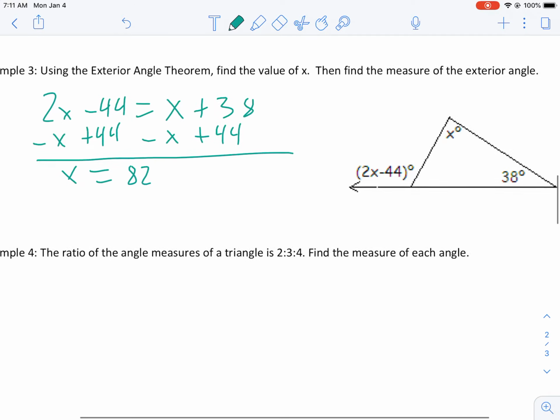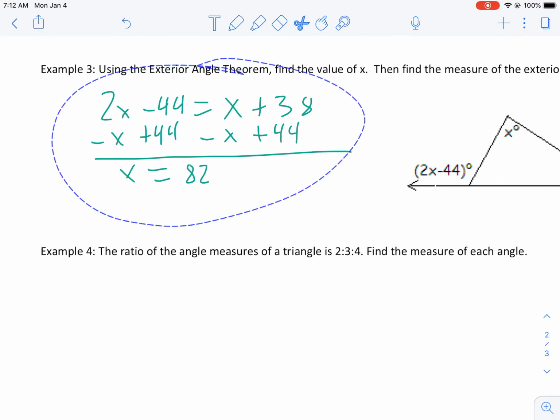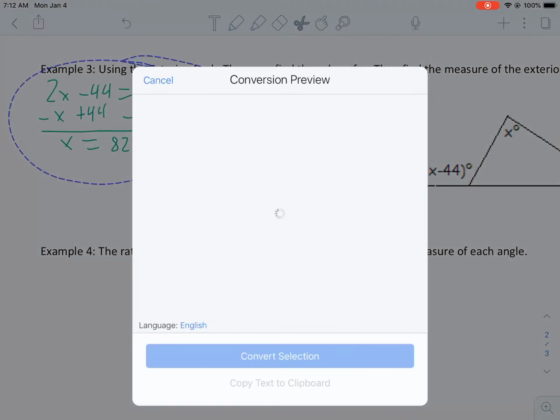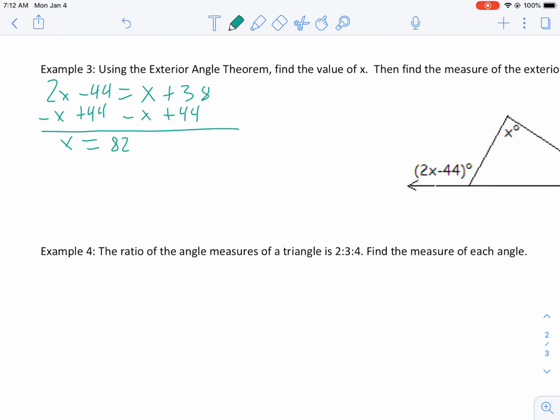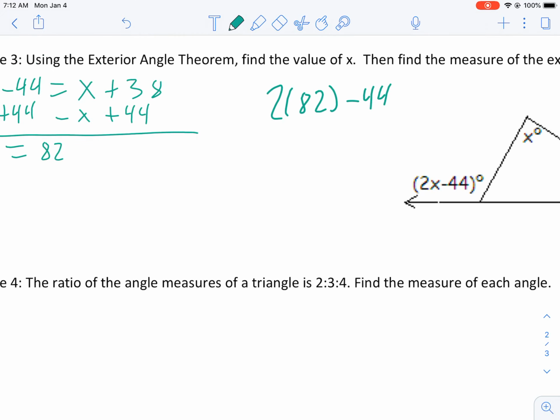And then if we wanted to find the exterior angle, we can plug in 82 there. You guys know how to find a value and plug it back in. So that would be 164 minus 44, which is 120. So that's how you would do that kind of question.